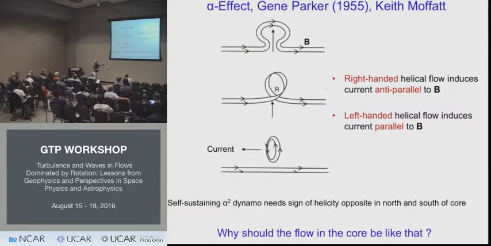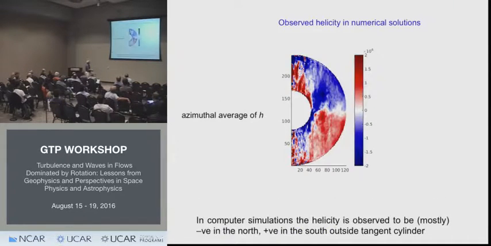So why should the flow in the core be like this, asymmetric about the equator? Certainly in the simulations you do see this. This is a typical result. The dynamo tends to reside outside the tangent cylinder here. This is azimuthally averaged helicity, where blue is negative and red is positive. In this case, you get negative helicity in the north, positive helicity in the south. And that's very typical. Nearly all the simulations look rather like this.